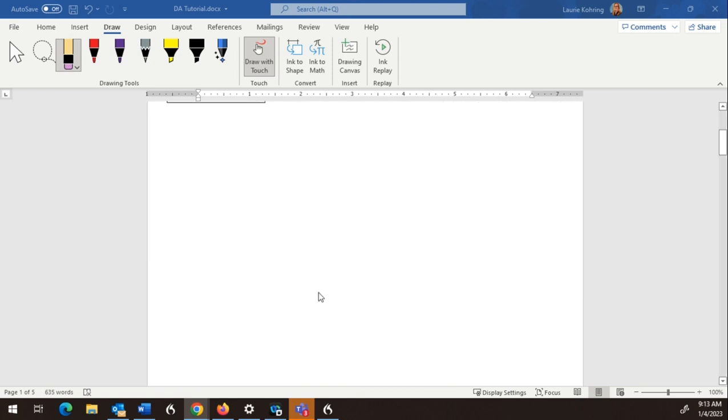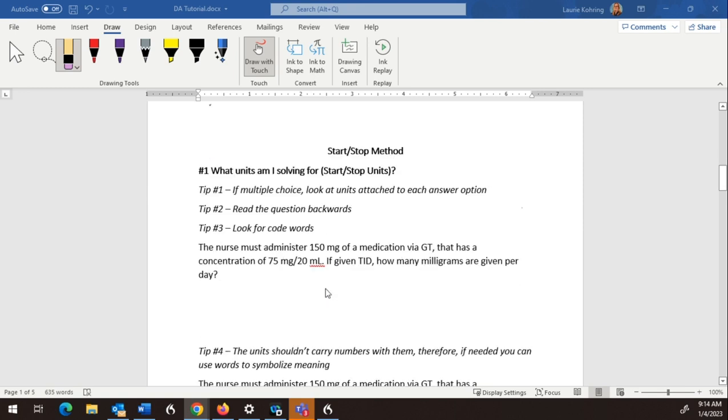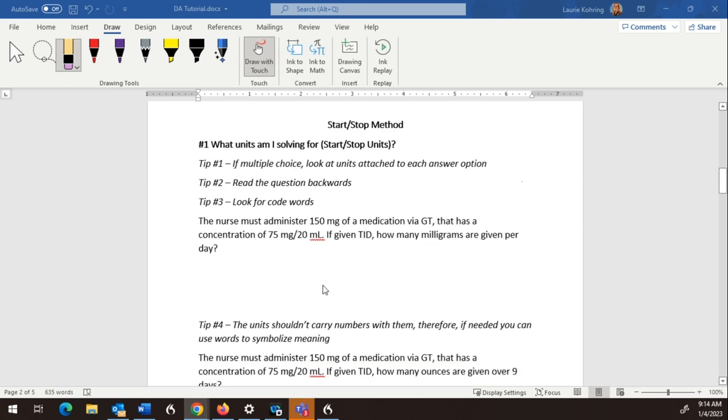All right, so the stop-start method is something that I made up. What this refers to is: what units are you solving for? The stop unit and start unit are going to be kind of the numerator and denominator, and I'll demonstrate this. When you're looking for these units, the first thing you can do as a shortcut is look for multiple choice options. If you have a multiple choice question, look to see what unit is tied onto each of the answer options. That's a quick way that you can plug it in here.